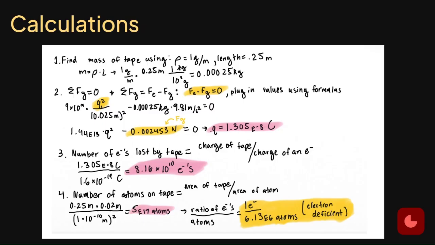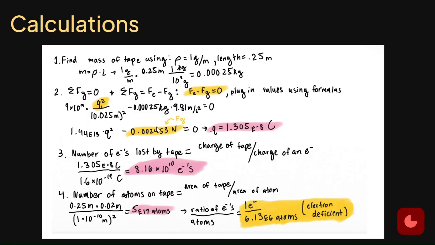So for our calculations, we found the mass of the tape using the density that was given to us of 1 gram per meter, and using the length too. Using that, we found the mass, and then using the mass, we need it for Fg. So we say the net force is equal to 0, which means that Fe minus Mg should be 0. And then we plug in the values in the formulas that I discussed in the previous slides.